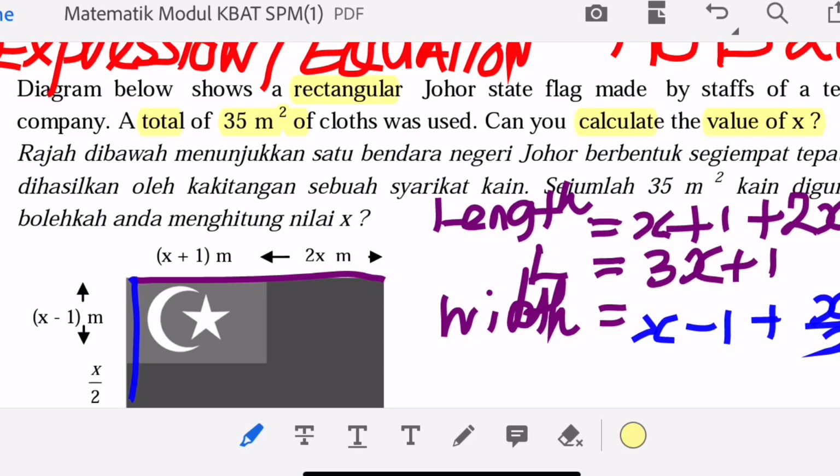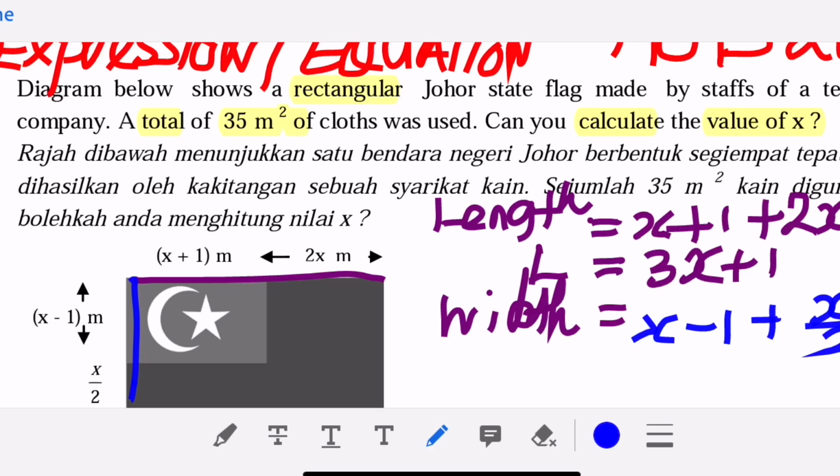And minus 1, you just copy minus 1. That means you simplify the like terms. Then the number you just copy. Alright, so the blue line showing that is the width. Okay, so do you understand? Make sure you can follow my lesson.